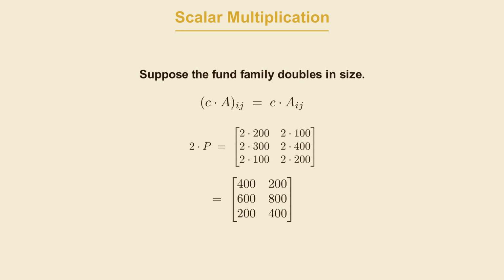So for example, the 200 shares in growth in asset 1 end up becoming 400. The 300 in asset 2 becomes 600, and so on for every single entry. The scalar can be any real number. A scalar of 0.5 would represent halving the size of the fund. A scalar of -1 would flip every position into a short of the same size. The shape of the matrix doesn't end up changing.